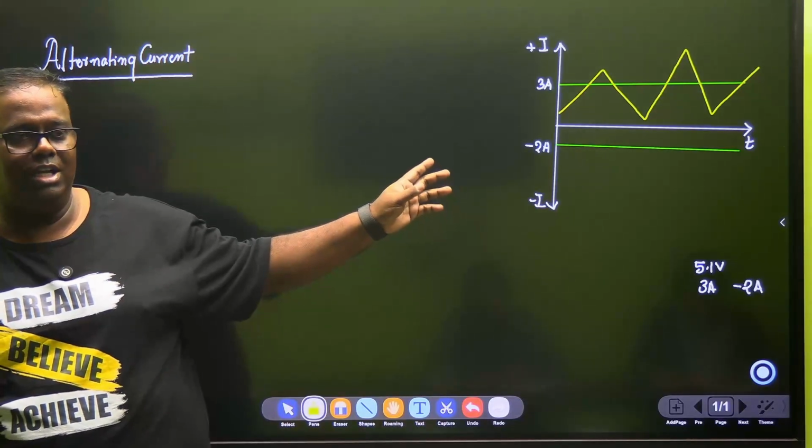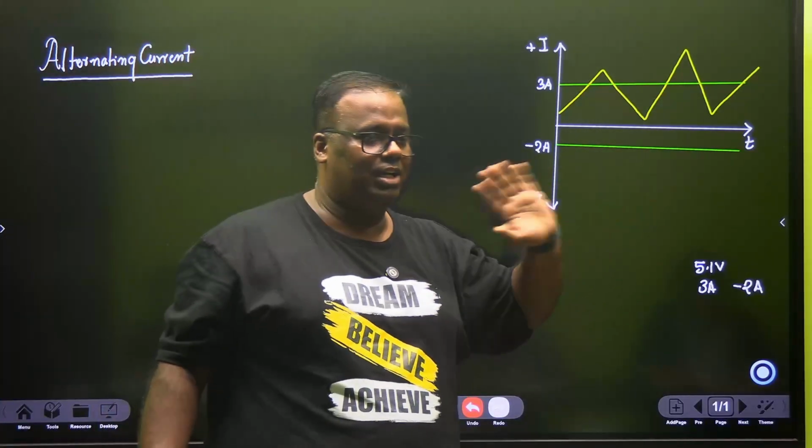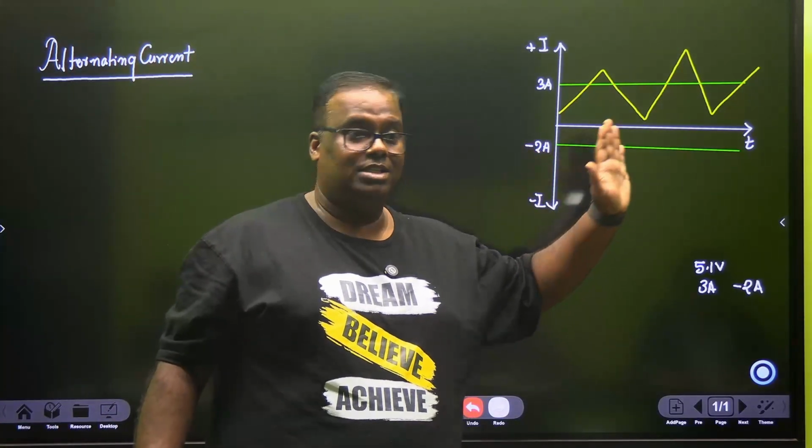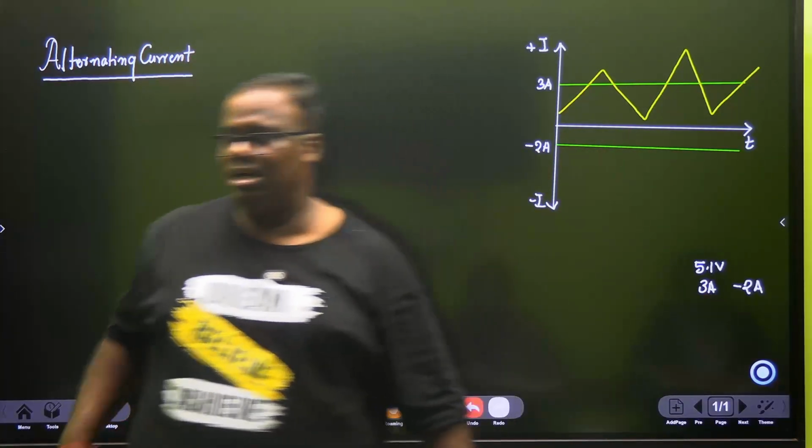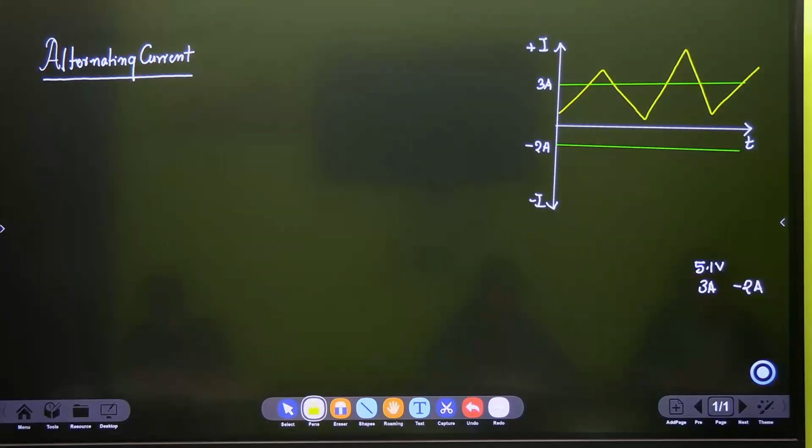This is where children get confused. They think that this is alternating current. This is not alternating current. This is a direct current, but a variable current. Shall I call this a steady current? No, I will not call this a steady current. I will call this a direct current, but the current is varying, because what is varying, my child?